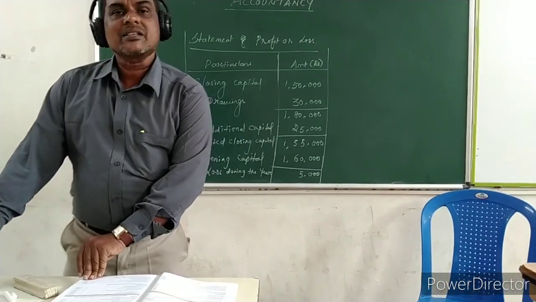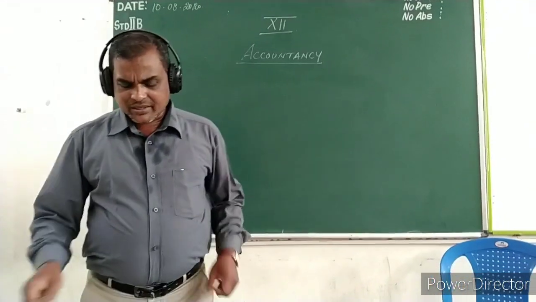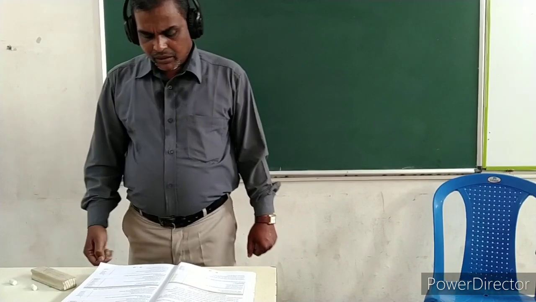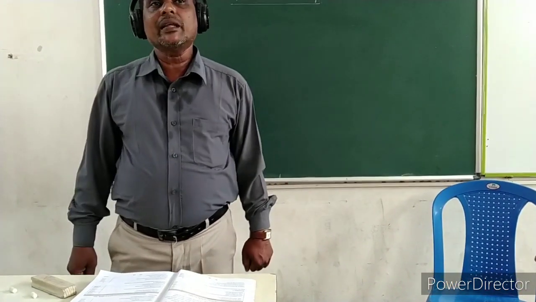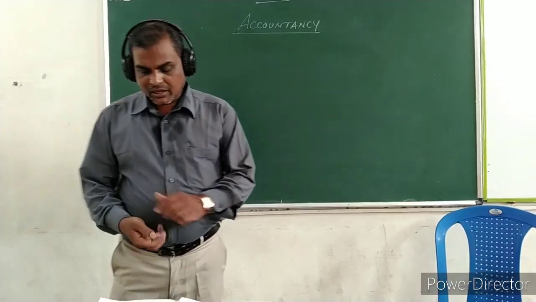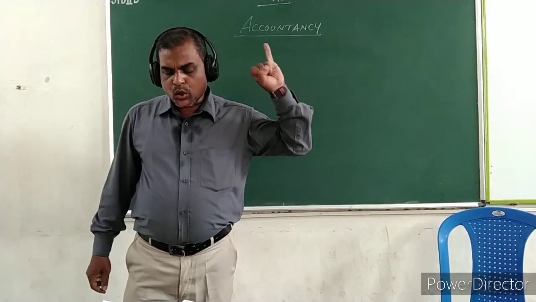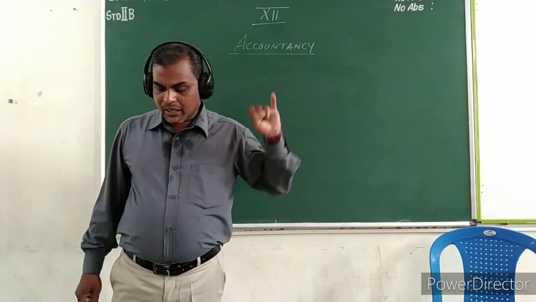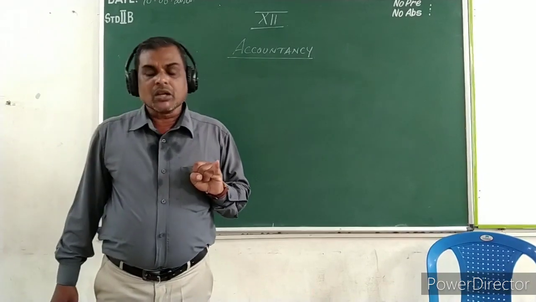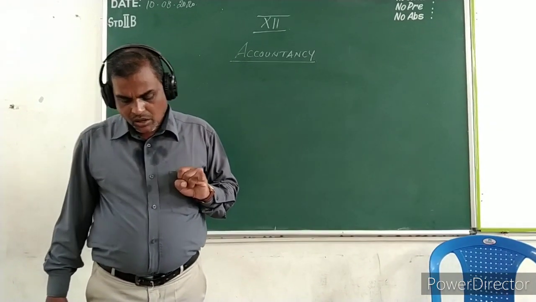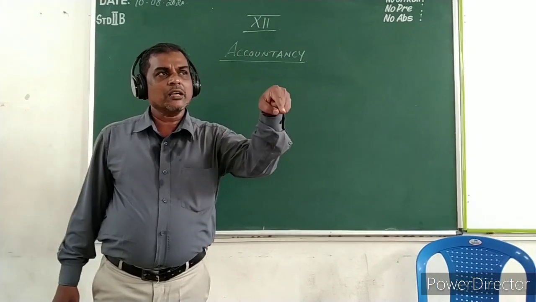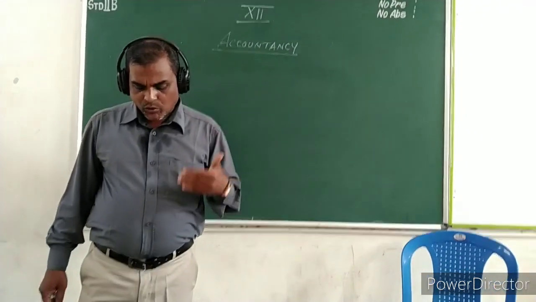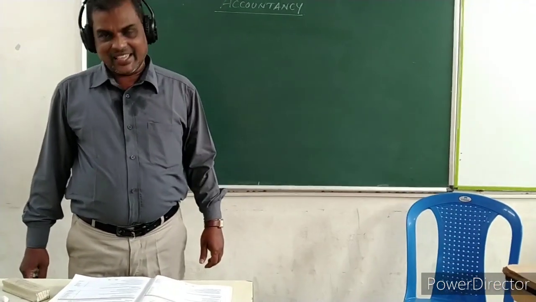Come to illustration 3, page number 7. Here, from the following details, calculate the missing figure. Let us see what details he has given. He has given closing capital, rupees 1,90,000, additional capital rupees 50,000, drawings rupees 30,000, and opening capital he has given a question mark. It means we have to find out the missing figure. Instead of the opening capital, the fourth item is loss during the year.